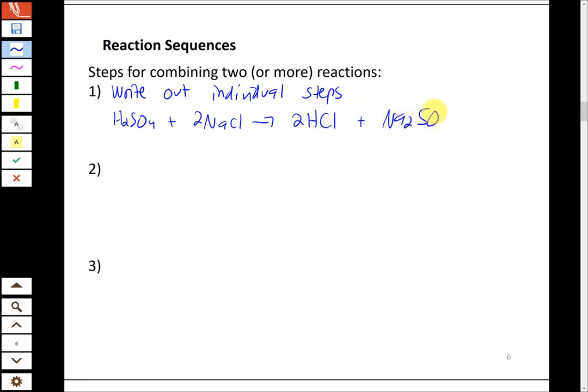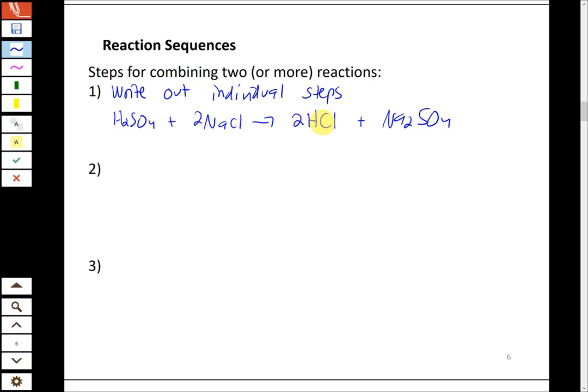So this is actually a cool way to make gaseous HCl in a lab. I wouldn't recommend doing it unless you know what you're doing, because HCl is kind of dangerous to breathe in. But if you drop H2SO4, sulfuric acid, onto salt, sodium chloride, you'll make HCl gas, and then if you breathe that in, your respiratory passages will feel it for a while.